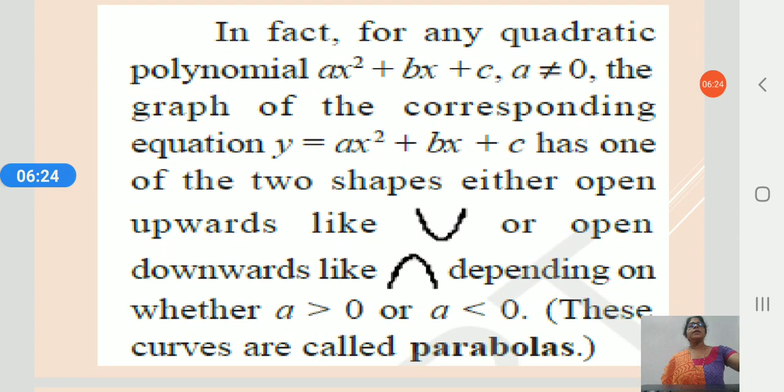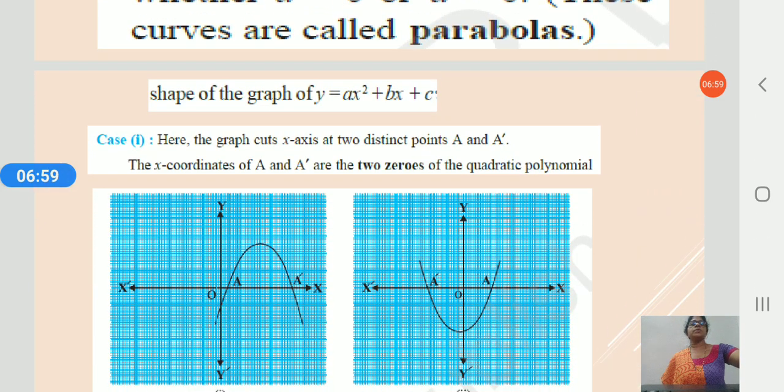Hence we can conclude that for a quadratic polynomial ax square plus bx plus c, a not equal to 0, the graph of the corresponding equation either opens upwards or opens downwards, depending upon the value of a. That is, opening upwards means a greater than 0 and opening downwards means a less than 0. The name of the polynomial is a quadratic polynomial. The curves are known as parabolas. Maximum it has 2 zeros. Then maximum zeros are 2.